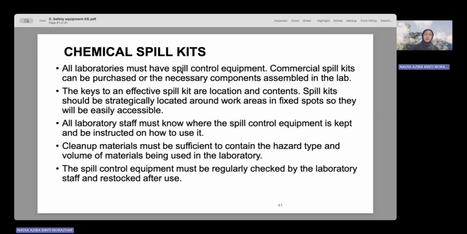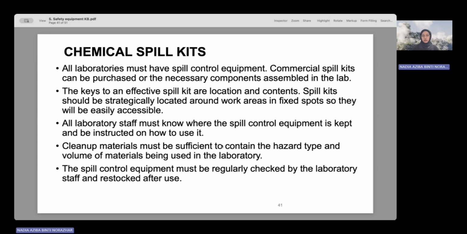Next will be the chemical spill kits. All labs must have this spill control equipment. Commercial spill kits can be purchased or just the necessary components assembled in the lab. The most important keys to an effective spill kit are the location and the contents. It can be located strategically around work areas and fixed spots so they will be easily accessible. All lab staff must also know where the spill control equipment is kept and must be instructed on how to use it. Everybody has to know how to use it.